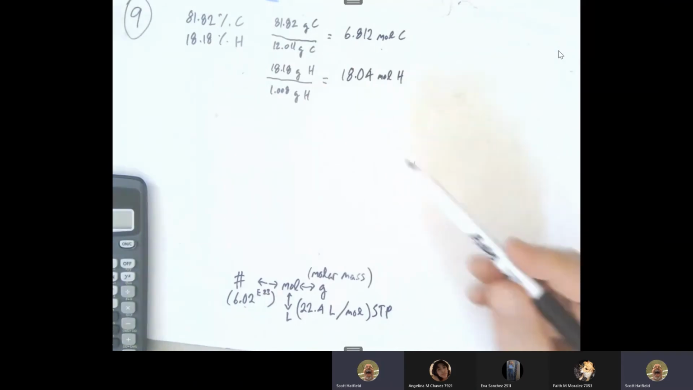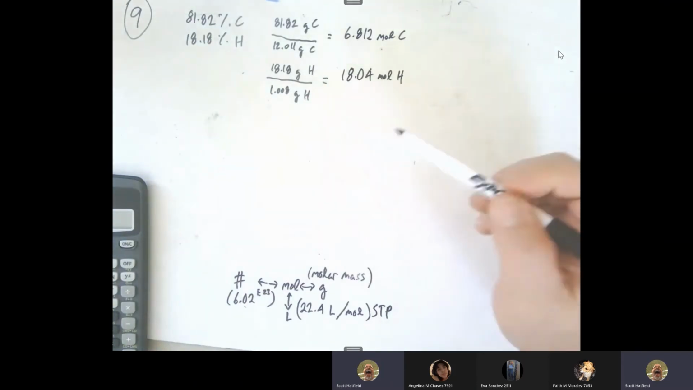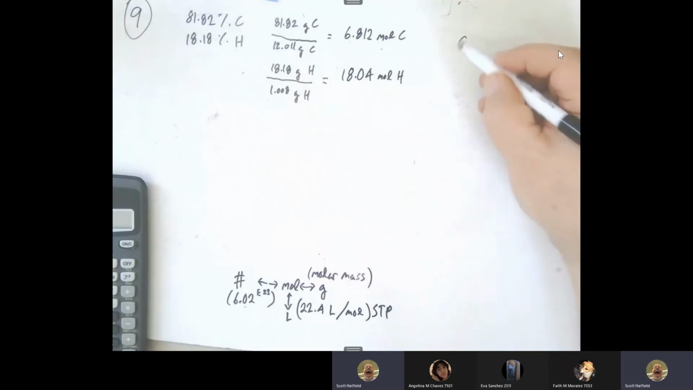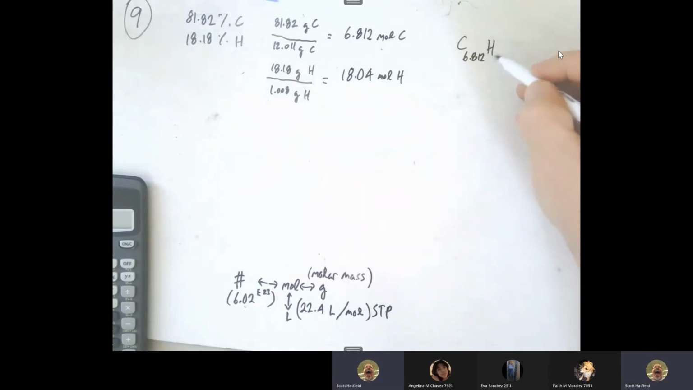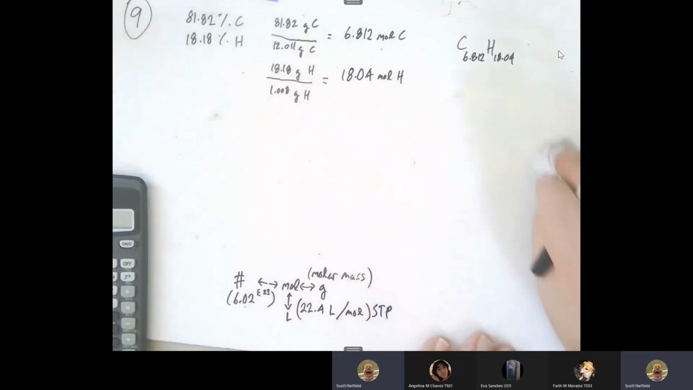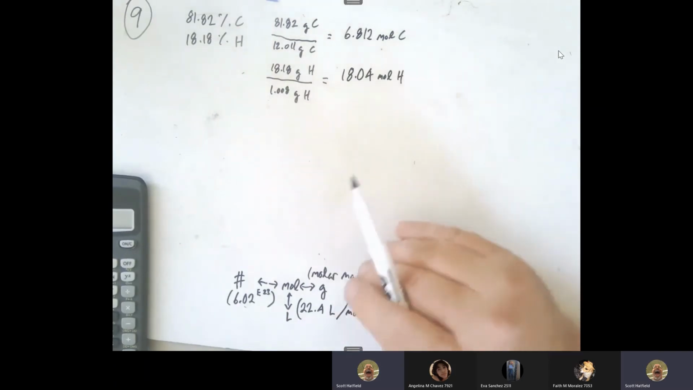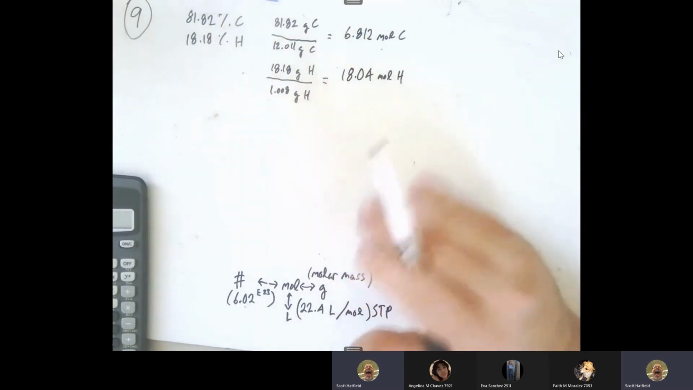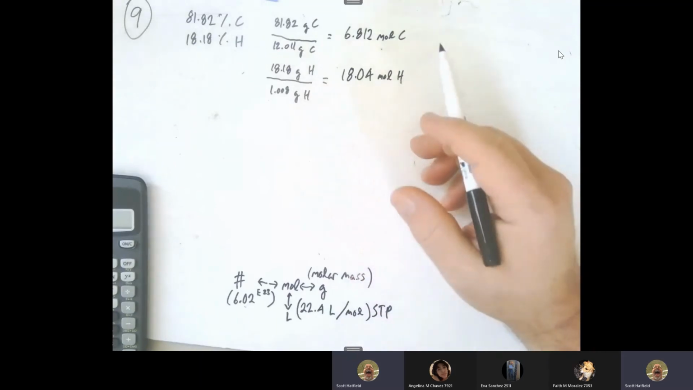Now, obviously, these are not whole numbers, right? I'm not going to write carbon 6.812, hydrogen 18.04, okay? That is not the case, because we're not going to be talking about moles. We want to know the number of atoms, and atoms don't come in decimals. They come in counting numbers, not in decimals, not in fractions. There's no such thing as 1/2 of a proton. There's no such thing as 0.378 of a neutron. They have to come in counting numbers.